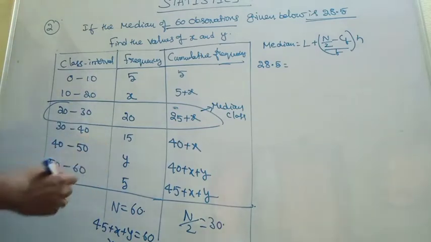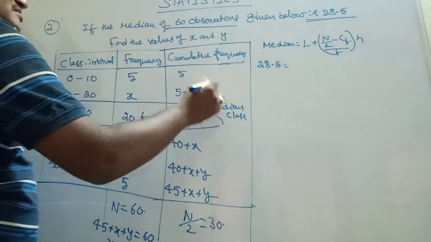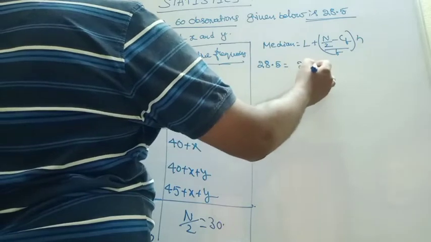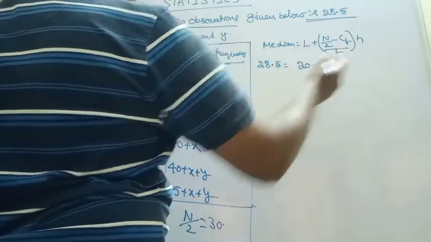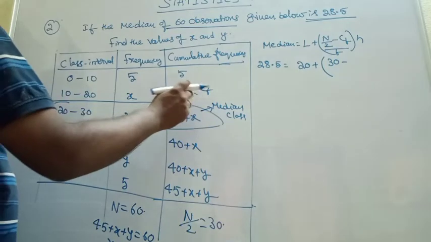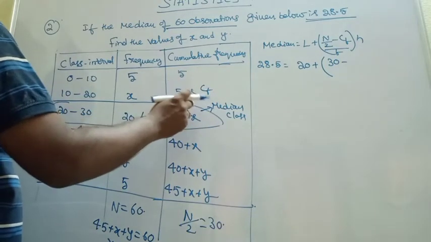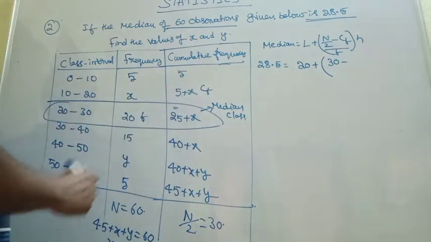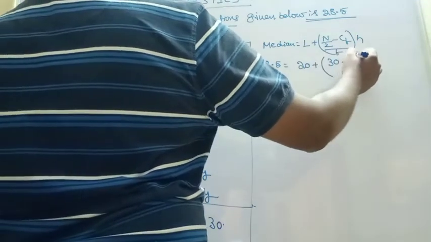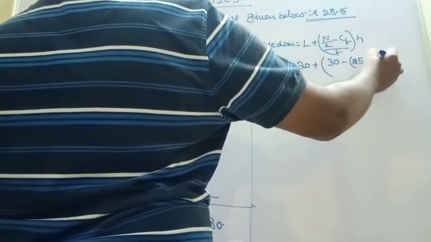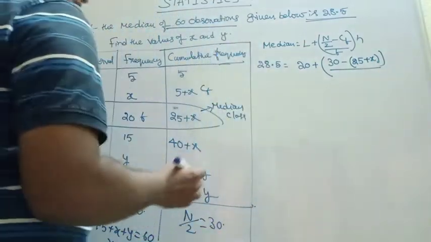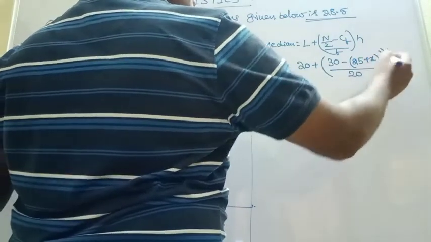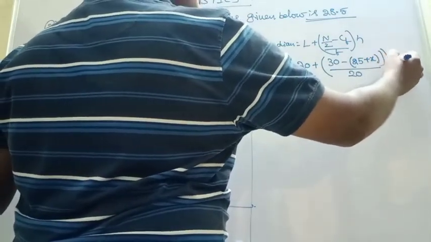Now here you know that this is F and CF. L is the lower boundary of the median class, that is equal to 20, plus n by 2, n by 2 is 30, minus CF. CF is the cumulative frequency of the class preceding the median class. That is now 25 plus x, whole thing divided by F. F is nothing but the frequency, 20 you have here, into the length of the class interval. The length of the class interval is 10.